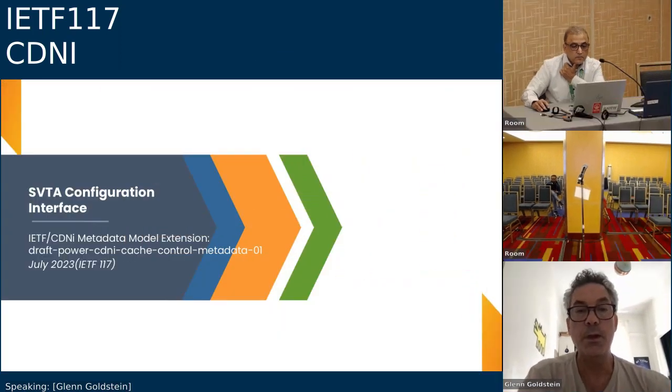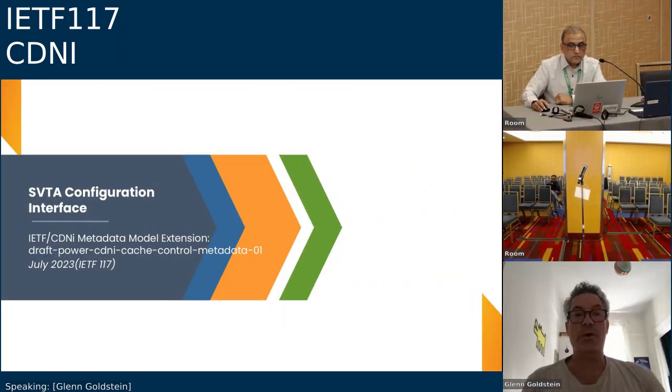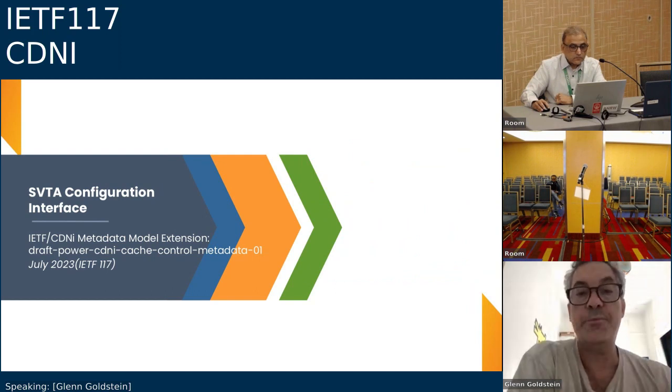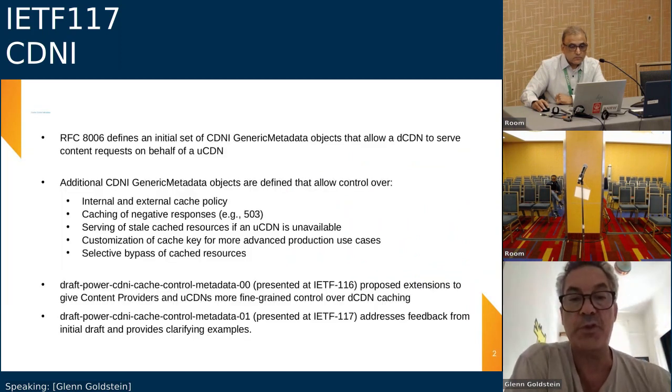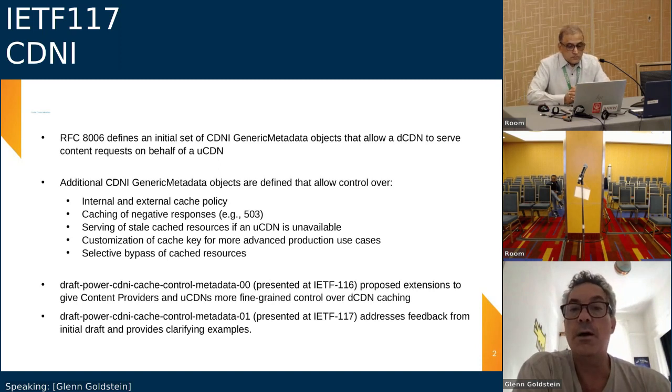Great. Okay. So this is the version 1 update to the cache control metadata that was presented at 117. We can skate by this. We had originally done 116, and here's 117. These go beyond the relatively simple cache policy defined in 8006, adding the ability to do negative responses, and to set cache policies both internal to the downstream CDN and external, meaning for the downstream client, typically the user agent. Go ahead to the next slide.